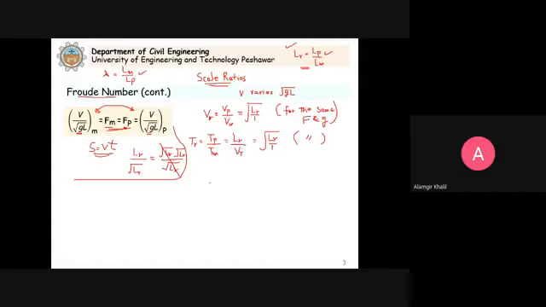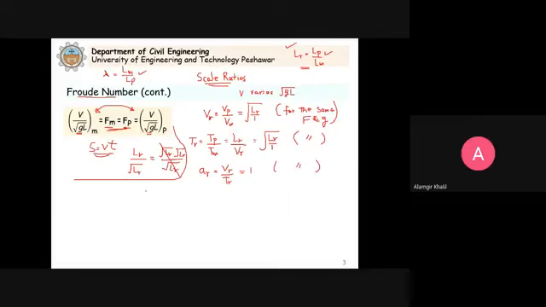Clear? For example, you consider acceleration, and you want to calculate the scale ratio for acceleration when we have Froude number similarity. So we already know that acceleration can be written as velocity by time. So we have VR divided by the time scale ratio. Now you see these two are the same. So that's why the acceleration scale ratio is 1. It means that the acceleration for Froude number similarity will be the same in the model and in the prototype. Clear? This is for the same F and G.